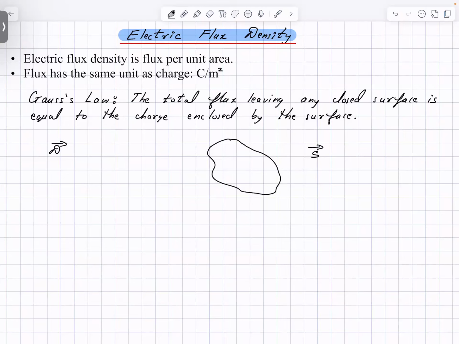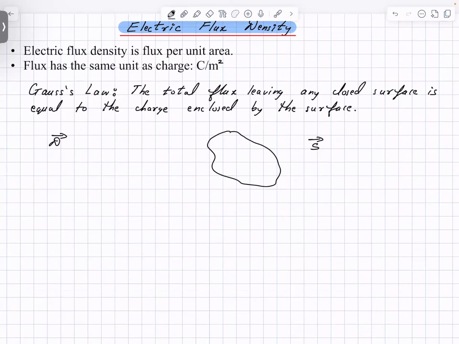If we know the flux density and we know the surface as well, then we can evaluate the total flux passing through this surface. So we'll have, let's say, the electric flux density lines like that. If we want to evaluate the total flux passing through that surface, what we do is the dot product between D and the differential surface, and we integrate that, and that will give us the total flux.